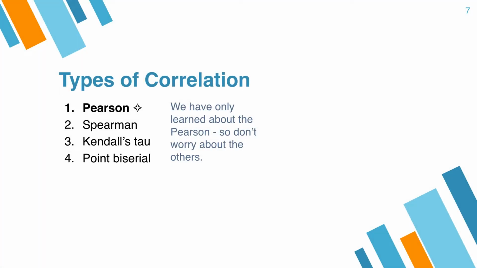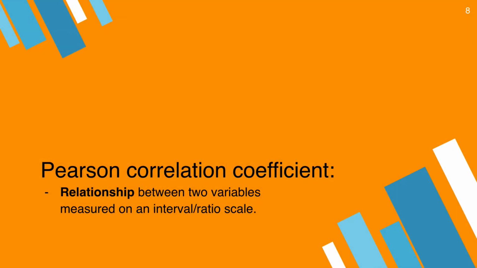There are many different types of correlation, but since in class we only went over Pearson, that is the one we are going to really focus on. And the Pearson correlation coefficient is the relationship between the two variables measured on an interval or ratio scale. Notice the relationship is bolded.